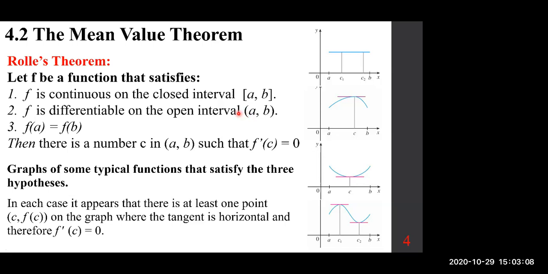And if f of a happens to be equal to f of b, remember those are the endpoints, a and b, then there is some number c in (a, b) such that f prime of c must be 0. Okay, and these are some graphs. Actually, a picture is worth 1,000 words, and pretty much they indicate that. But let's get started with the concept. So this is Rolle's theorem.